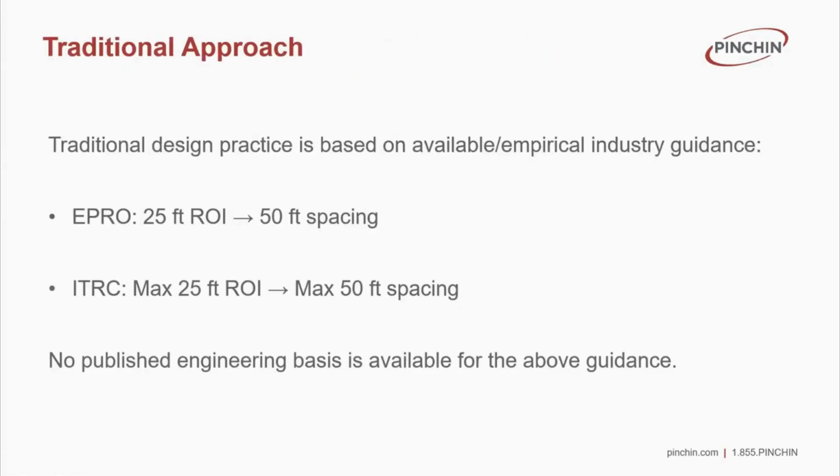The traditional approach for the design of passive venting systems has been pretty much that we have been spacing them 50 feet apart. And where is that coming from? It's coming from basically the guidance that I could find, at least provided by EPRO and ITRC. EPRO says 50 feet spacing. ITRC says maximum 50 feet you can space them out. But I could not find any published engineering basis available for these guidance.